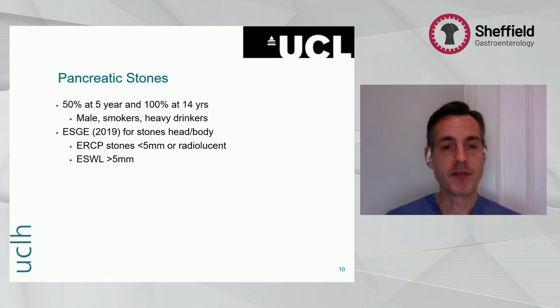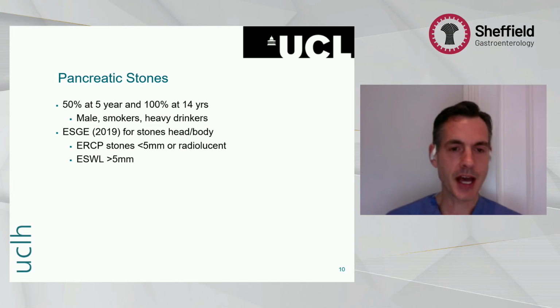And the ESG guidelines, which are really very useful if you've not seen them, updated in 2019, talk about stones in the head and body, then ERCP is fine if they're very small and in the main duct. But by small, we mean less than 5 millimeters. If you've got a stone more than 5 millimeters, even though that sounds piddling, you might struggle to retrieve that endoscopically on its own. And obviously, to undertake ESWL, you need a radio-opaque stone. But they actually advocate ESWL for any stone of more than 5 millimeters, which is interesting because we've never had great success with ESWL.